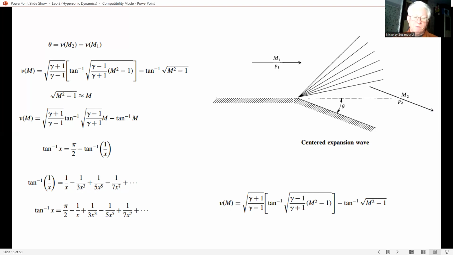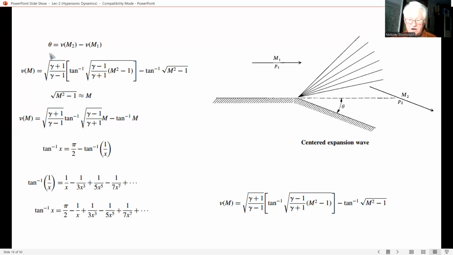From basic compressible flow, the relation between theta, M1 and M2 is given by the first expression on the left side of the slide. Theta equals V of M2 minus V of M1, right? Where V is the Prandtl-Meyer function.